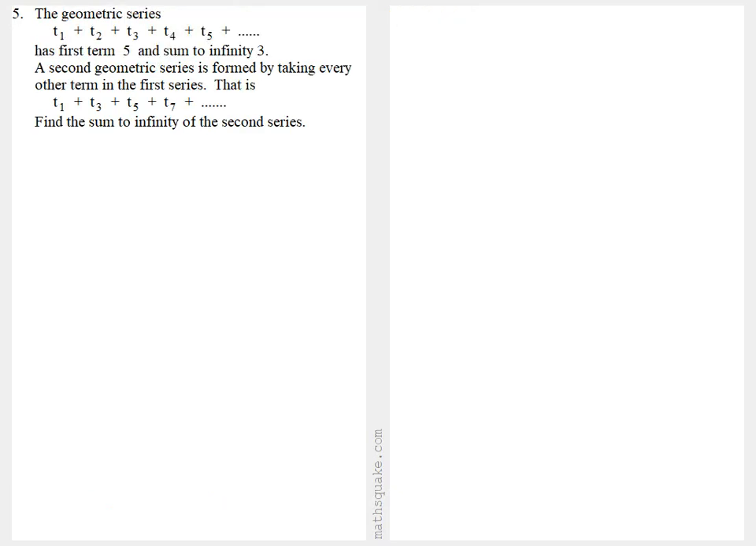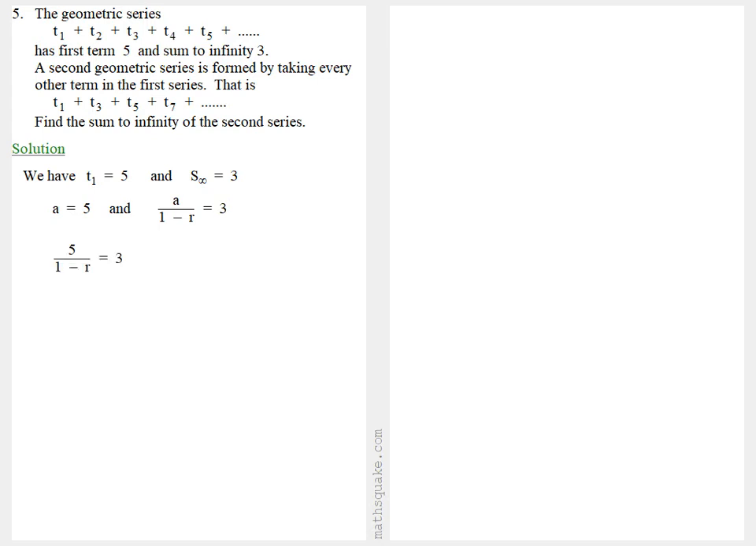In question 5, we're given the geometric series t1 plus t2 plus t3 and so on has first term 5 and sum to infinity 3. A second geometric series is formed by taking every other term in the first series, that is t1 plus t3 plus t5 plus t7 and so on. Find the sum to infinity of the second series. Now we have in the first series t1 is equal to 5 and the sum to infinity is 3, which means a is equal to 5 and a over 1 minus r is equal to 3.